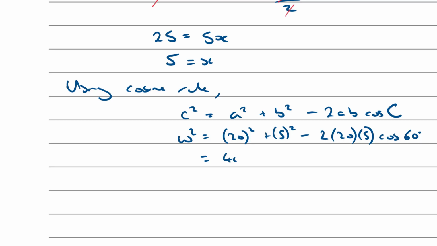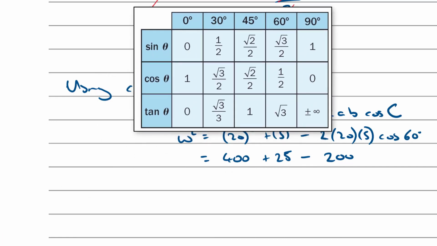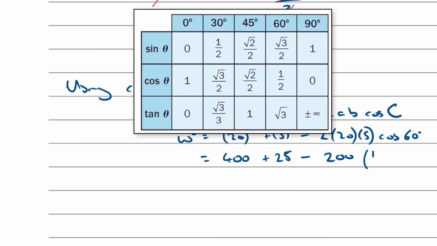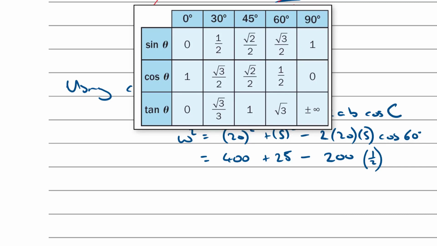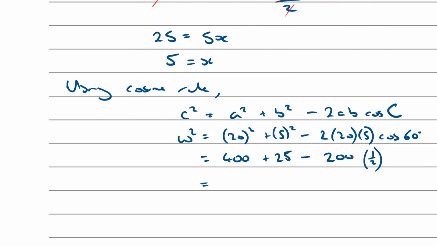20 squared is 400. 5 squared is 25. Minus 2 times 20 times 5. 2 5s are 10. 10 20s are 200. So that's 200 lots of cos of 60. Now again, from our table, we should know that the cos of 60 is a nice easy one. It's a half. So a half of 200 then is 100, isn't it? So I've got 400 plus 25, 425. Take away 100. That gives me 325. So my w then is going to be the root of 325.